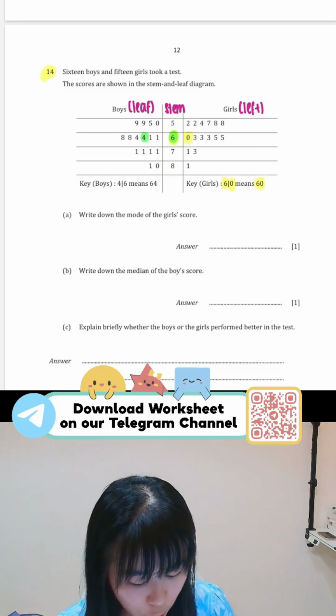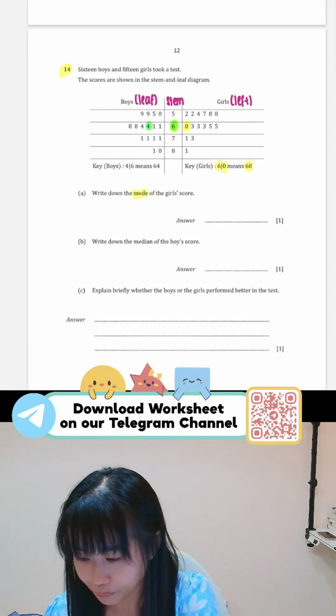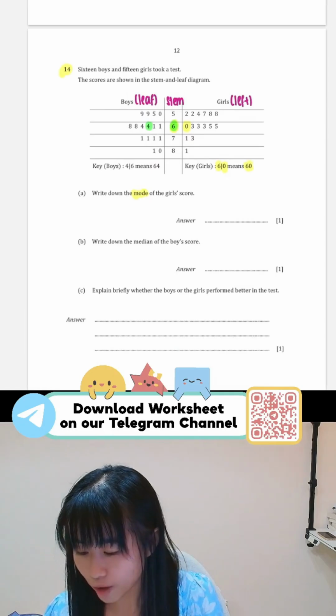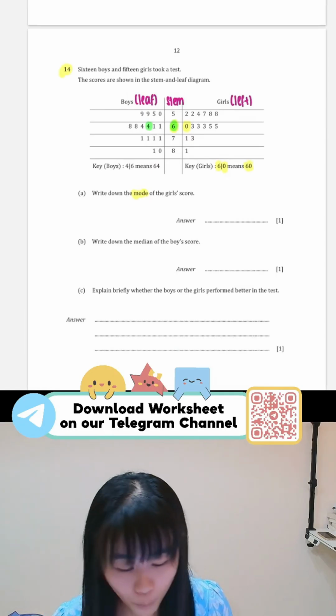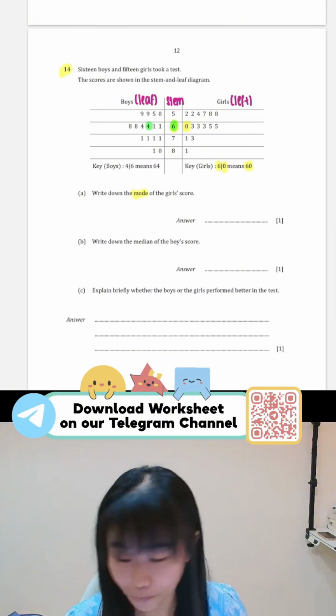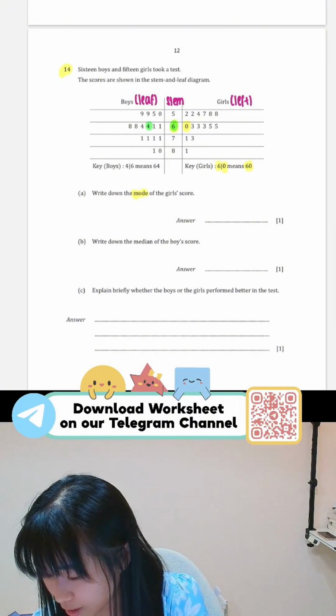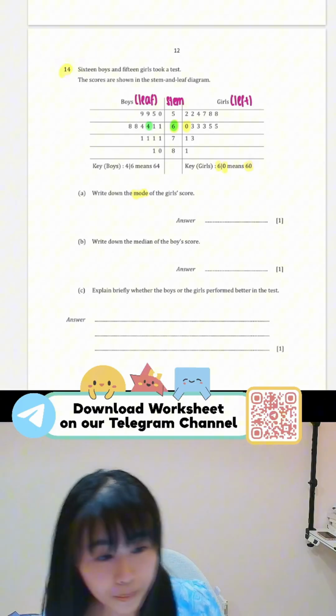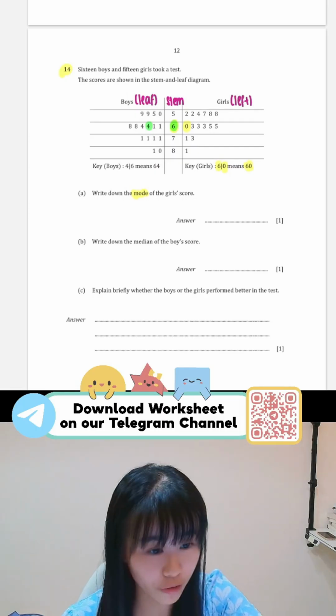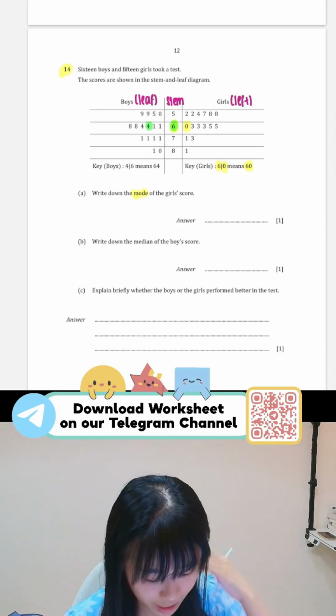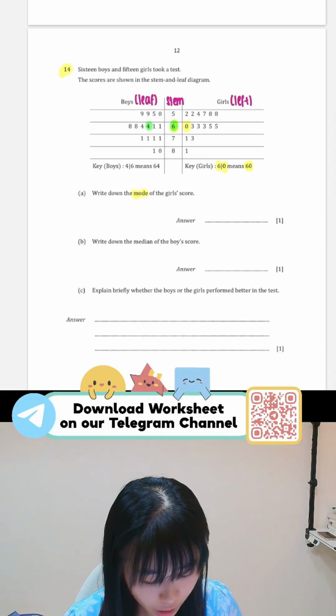Okay, so write down the mode of the girl's score. Mode is the one that occurs the what? What's the keyword here, everybody? Occur the... yes, you say 63, very good. Yes, occur the most number of times. So which one occurs the most number of times?